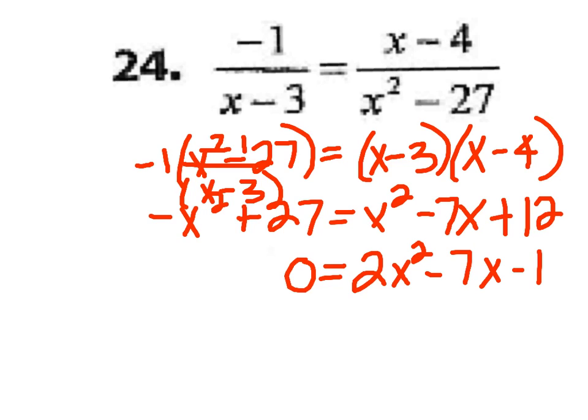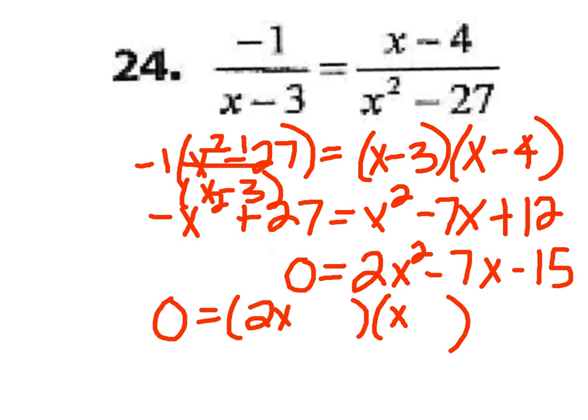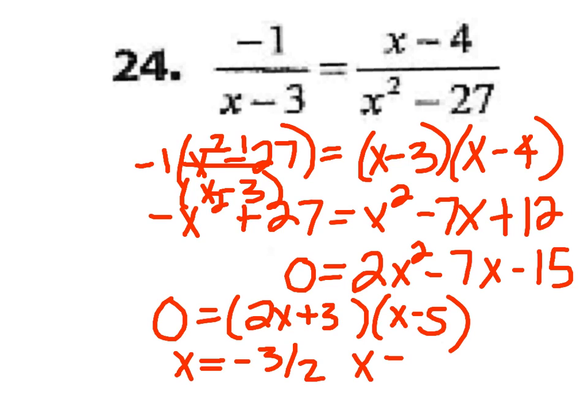So when I factor this, I know I need to do 2x and x. So I'm going to do a negative 5 and a positive 3. So I'm going to do plus 3 minus 5. When I set these equal to 0, I get x equals negative 3 halves, x equals 5. If I double check, they both make our denominator something other than 0, so they both work.